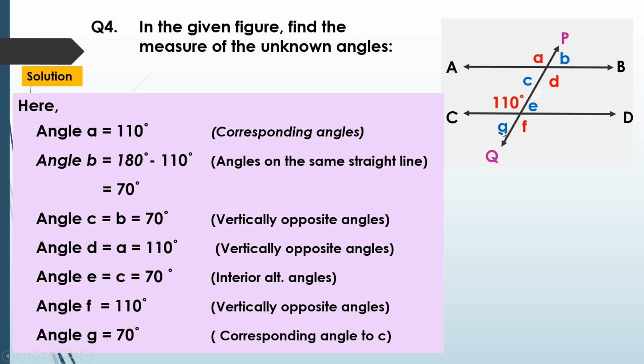And finally, angle G is equal to 70 degree because G is equal to E by vertically opposite angle, or angle G is equal to angle C. This is according to corresponding angle. Is that clear, boys? So this is how we can find out different angles formed by a transversal of two parallel lines. Now let's take another diagram over here.